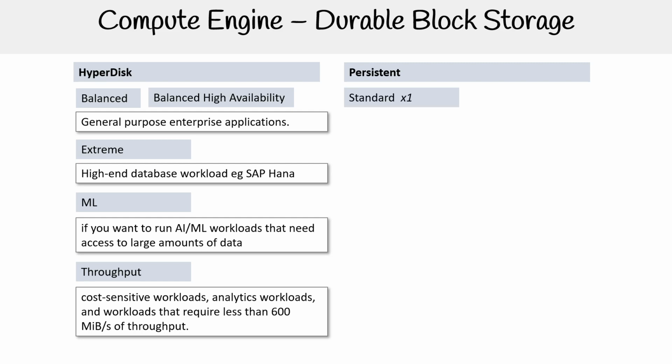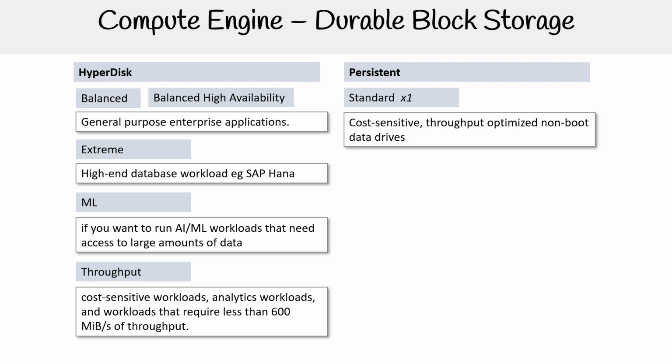On the Persistent Disk side, we have Standard. Notice the number there on the side. That's a number I made up to help you quantify how much better the next one is in terms of performance. But really, when you're comparing performance, it's a little bit trickier because it's really hard to boil it down to a single number. It really depends on reads and writes and what you want. But I just generalized it here so you have an idea how much better these get as they go. For Standard, it's cost sensitive. It's great for throughput optimized non-boot data drives.